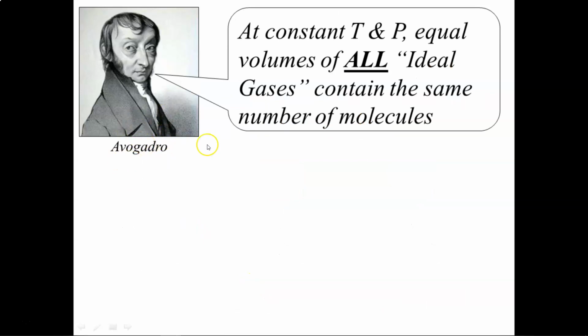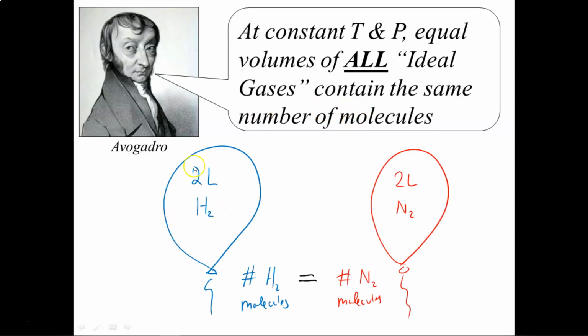Now Avogadro takes it a step further and notices that as long as the temperature and pressure remain the same, equal volumes of all ideal gases contain the same number of molecules. Meaning if I had 2 liters of hydrogen gas and 2 liters of nitrogen gas, so long as they are both at the same temperature and same pressure, they both have the same number of molecules.